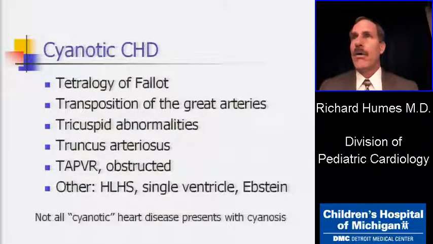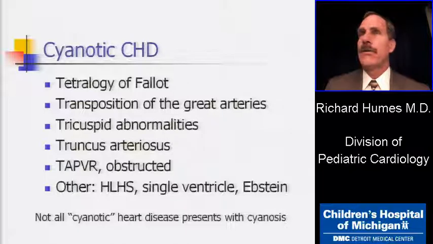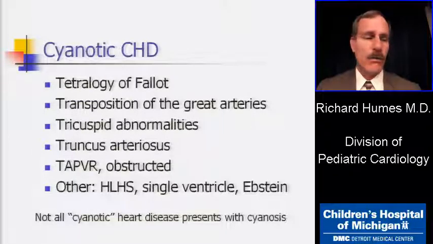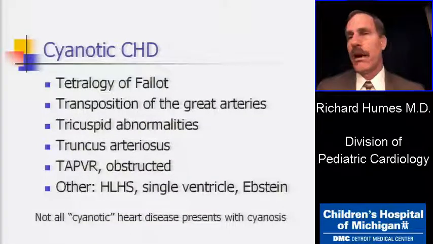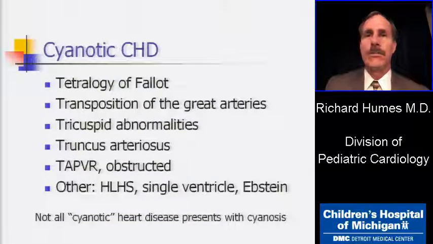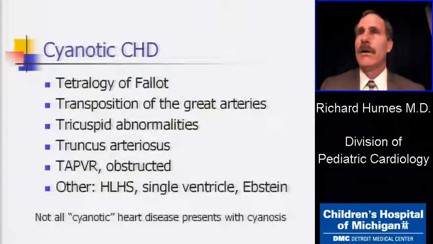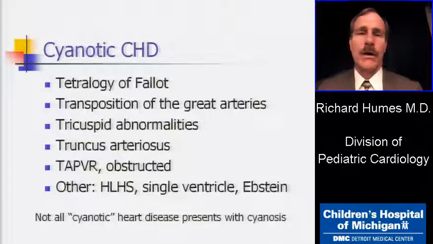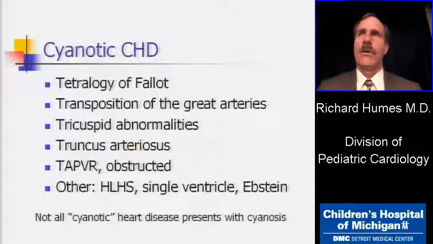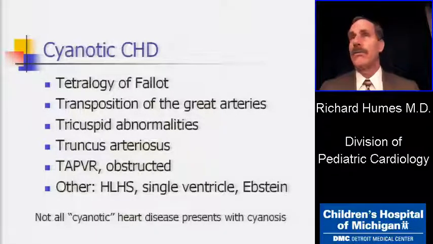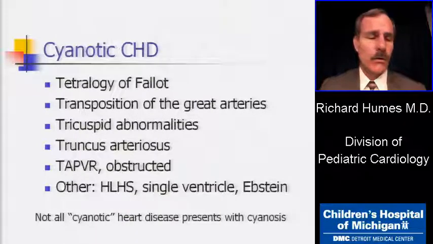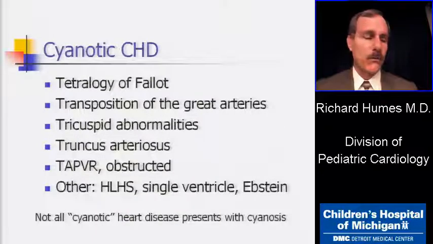Now, interestingly, not all of these entities will present with cyanosis. So they are cyanotic entities by definition, but not all of them will present with cyanosis. Tetralogy is a good example of that. Most patients with tetralogy will probably present with a heart murmur rather than cyanosis, but you should recognize it as being one of the cyanotic defects. Other things such as hypoplastic left heart syndrome, single ventricle, Ebstein's anomaly can also present with some degree of cyanosis and or some degree of cardiovascular collapse with ductal closure, as in the case of hypoplastic left heart syndrome.